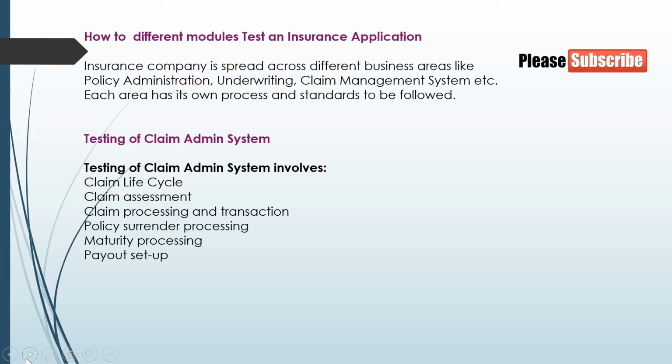Okay, so each area has its own process and standard to be followed. Testing of a claim admin system is very important that you need to know, because in any insurance organization you work in, you will have to work on this module. Testing of a claim admin system involves claim life cycle, claim assessment, claim processing and transaction, policy surrender processing, maturity processing, and payout setup. So these are the processes, modules, and systems involved.